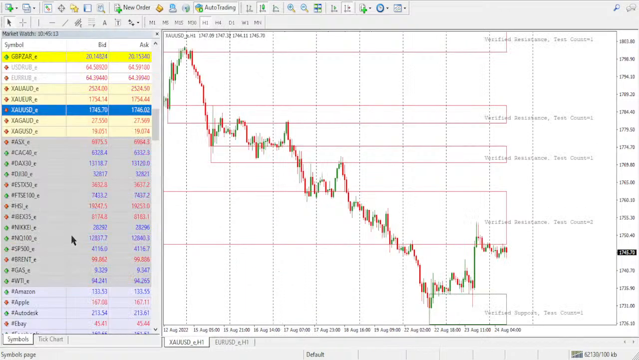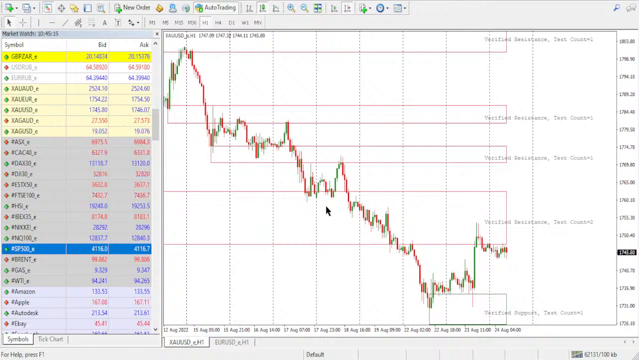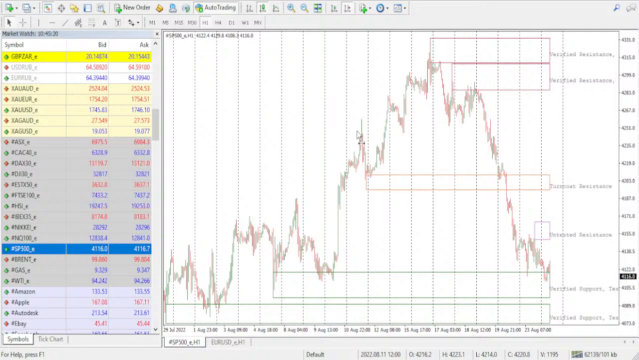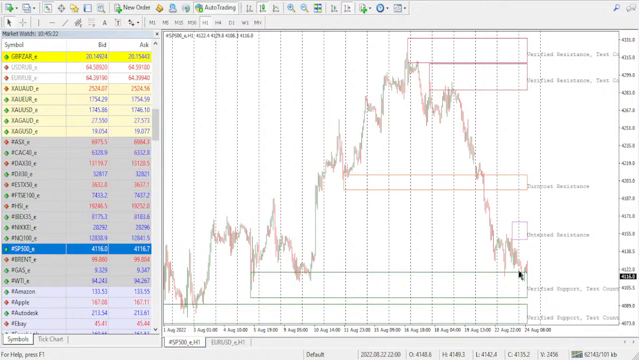My next instrument is the SP500. With the SP500 so far, we have a very good verified support here.